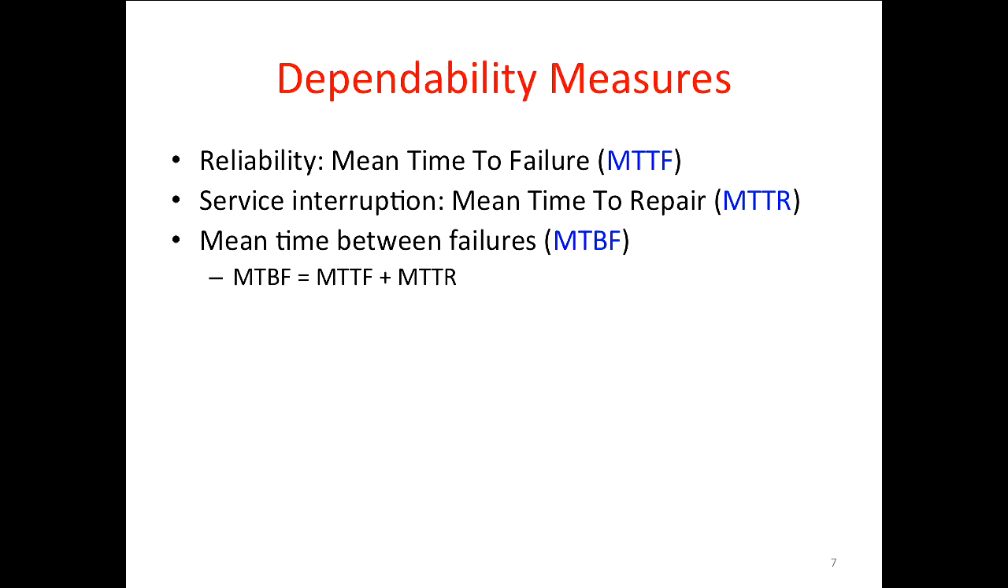Right, so the model here is a very simple model. It's either working or it's broken and you're repairing it. And when it's broken, your service is interrupted. And once it's repaired, you're restored and you're back to providing service again.